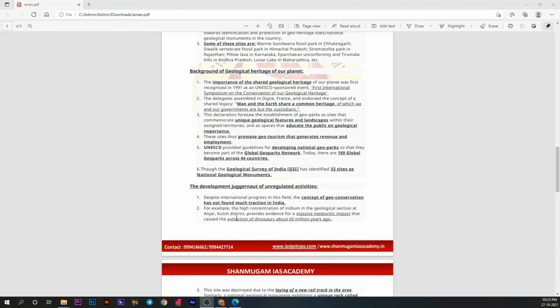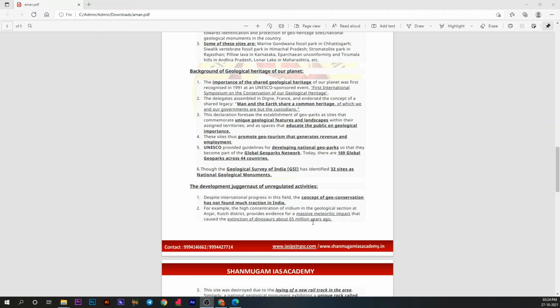Then we come to the next stage. What are the unregulated activities? Why are there no more such sites here? Because of the unregulated activities. Despite very good progress internationally, the concept of geoconservation has not found much traction in India. I will tell you a good example here.